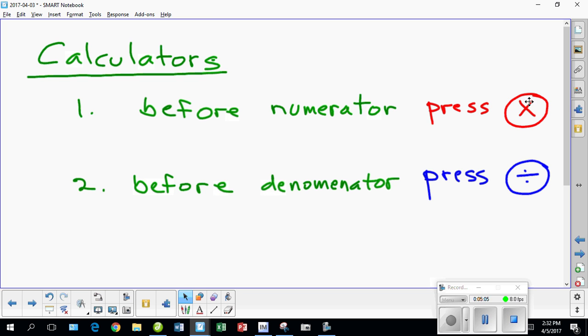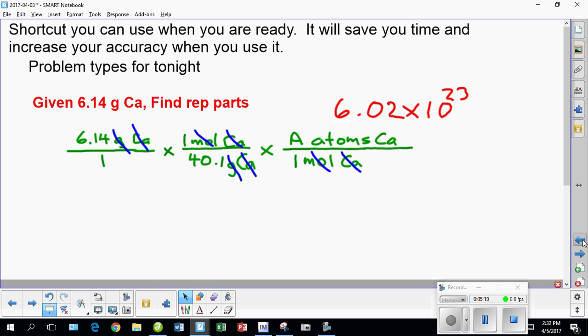When we're going to have a numerator as our next number to calculate, we have to hit the times key. Before a denominator, we hit the divide key. Now let's do it. Our first number, 6.14. Put that in. Now what about this 40? Is this going to be preceded by a times or a divide? This is definitely a divide because that's a denominator, and that's 40.1. Now don't hit the equal key. Now the A atoms is this number here, isn't it? We're just substituting it in. And by the way, in my class, A from now on means the Avogadro number. Okay?